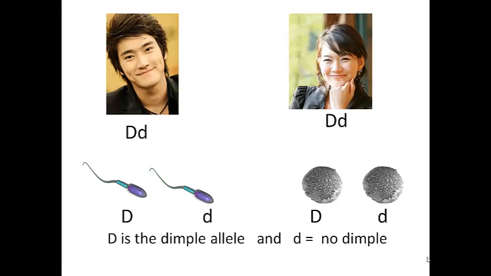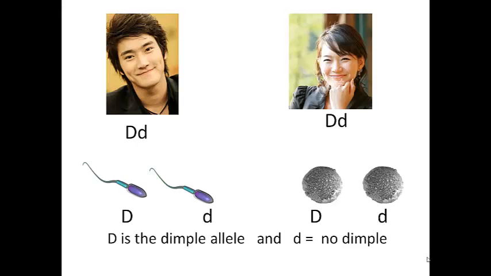Now let's think about how it all works. I'm using as an example dimples. Dimples, those little dips in your cheek, are caused by a dominant allele. I've chosen to make my mum and dad here, they're actually just girlfriend and boyfriend, that's why they're smiling, heterozygous. They have got 1 copy of the dominant allele, therefore they have dimples, and 1 copy of the recessive allele, which is no dimples.